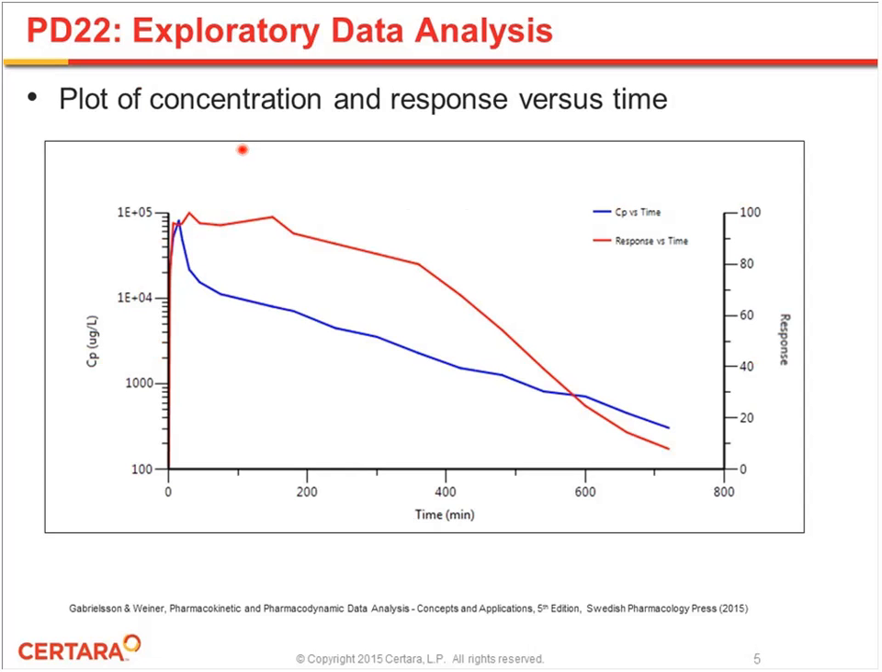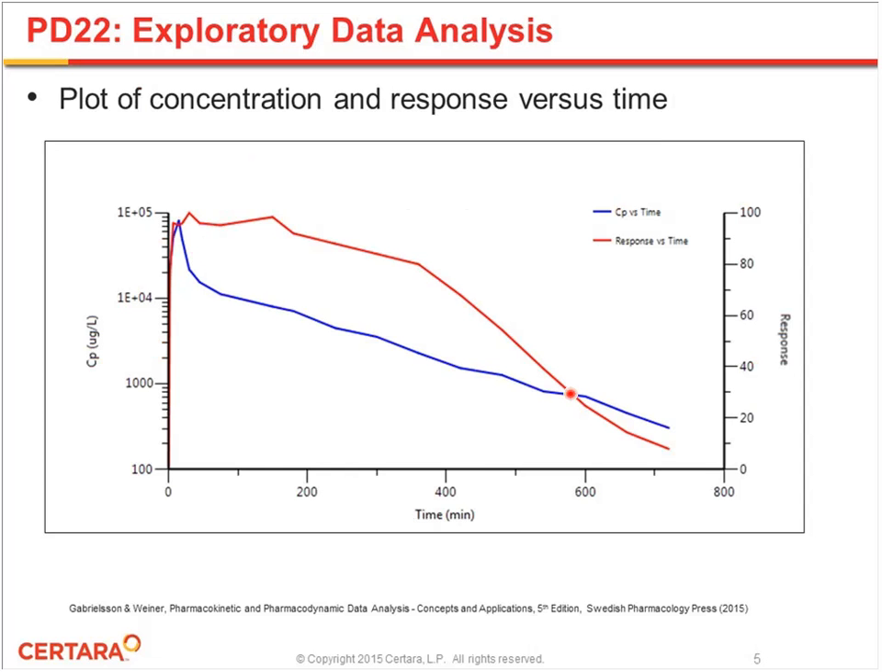So here's the plot of the concentrations in blue and the response in red versus time. What we see here is the typical peaks occurring for the concentration and for the response in a delayed manner. So the response is delayed with respect to the concentration. And we see the plasma concentration goes straight up to a peak after infusion, and then it declines rapidly and falls down.